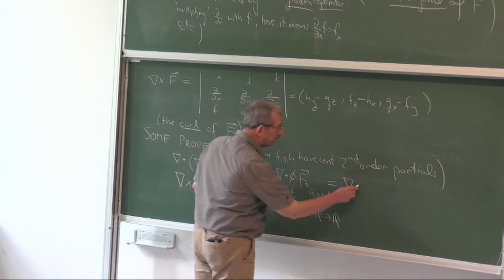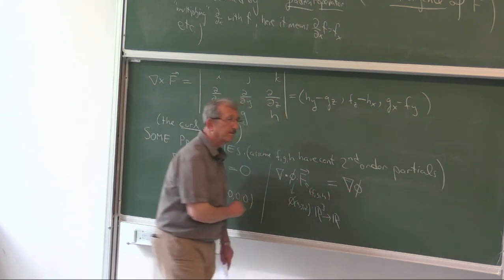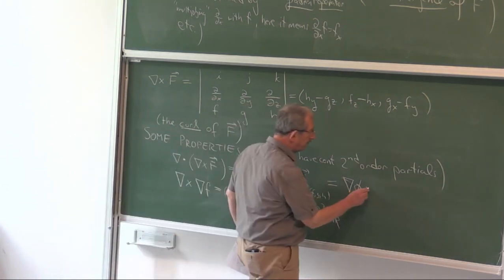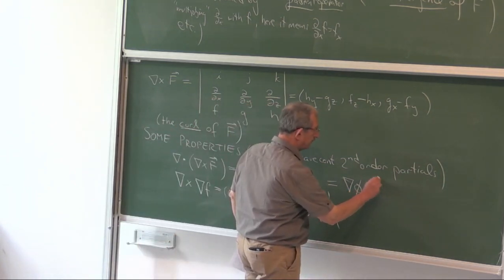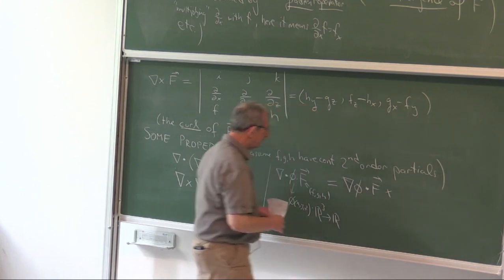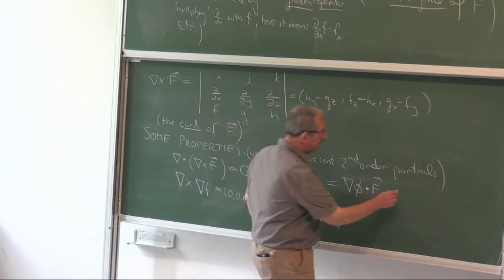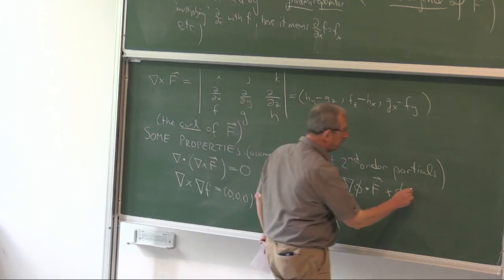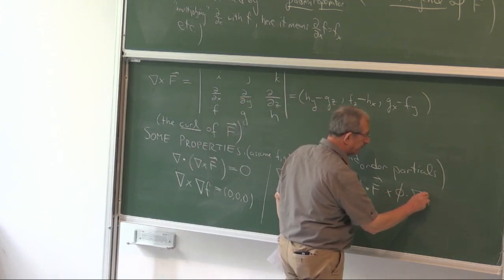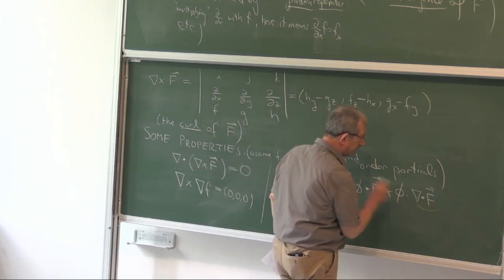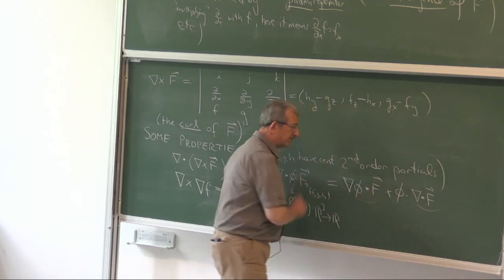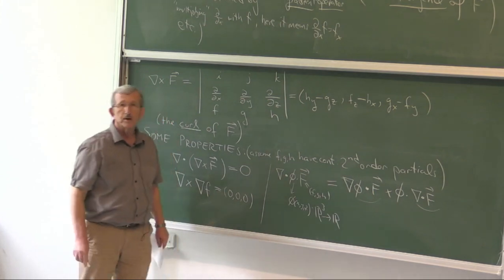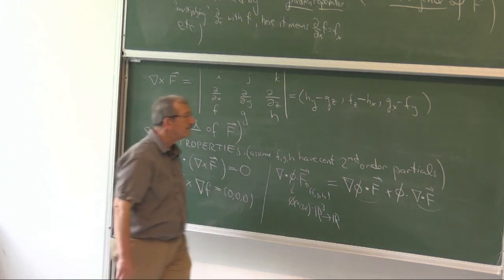Well, obviously it is the gradient of phi dot f plus phi times the derivative of f, but that's the divergence of f. Okay, this is a scalar, and this is a scalar, so you are adding scalars, and you expect in the dot product some scalar at the end.